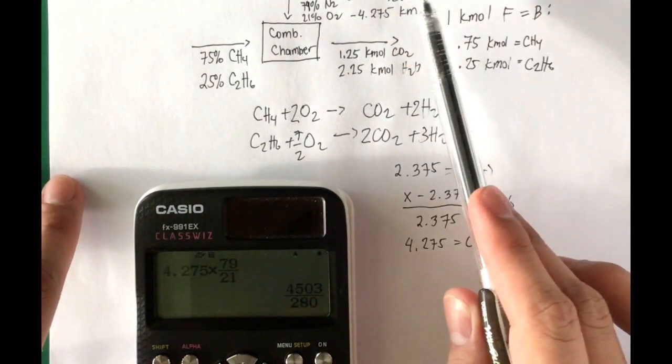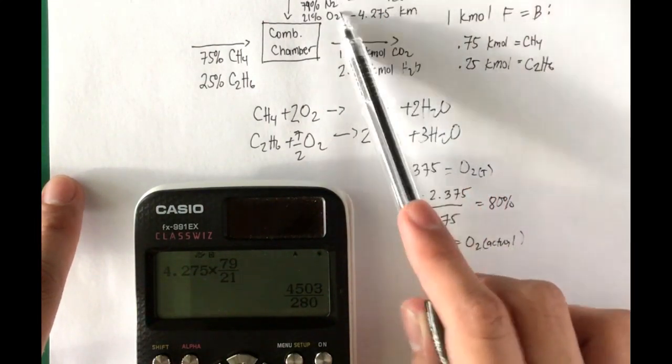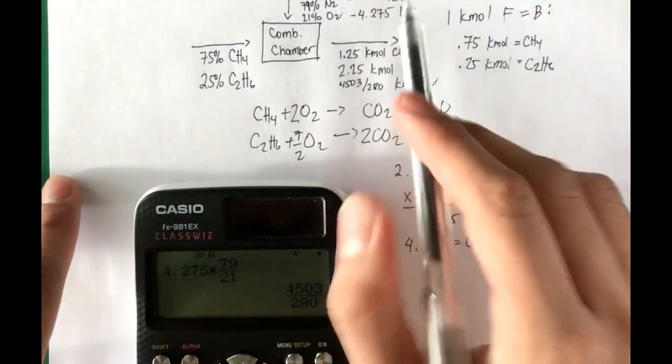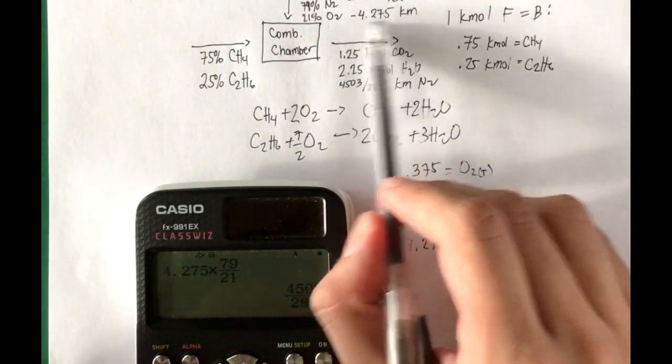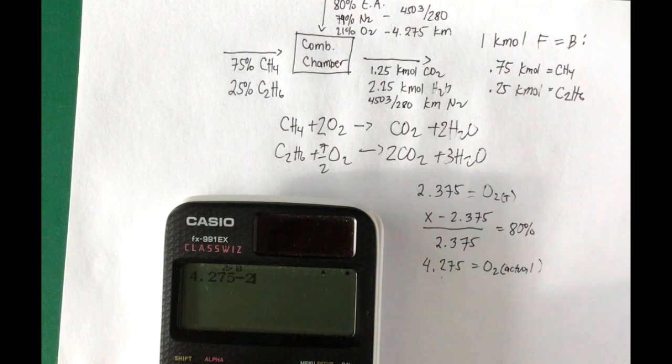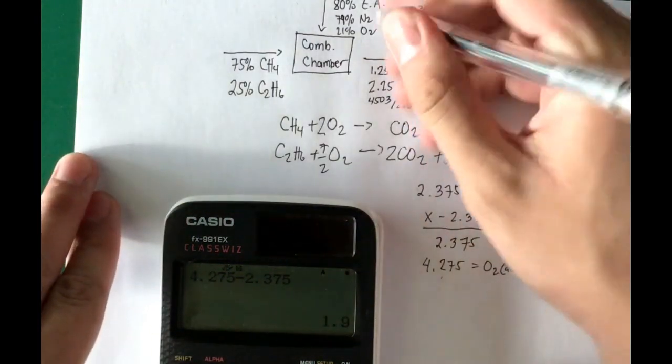Yes. Now, we are aware that all of the N2 from this stream, since it didn't react, will go to this stream. So then I'm just going to subtract the theoretical amount: 4.275 minus 2.375, you'll get 1.9. So I'm just going to put that here.